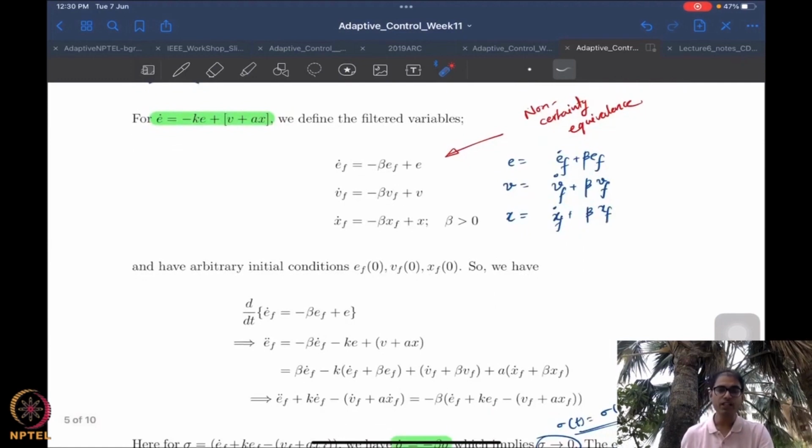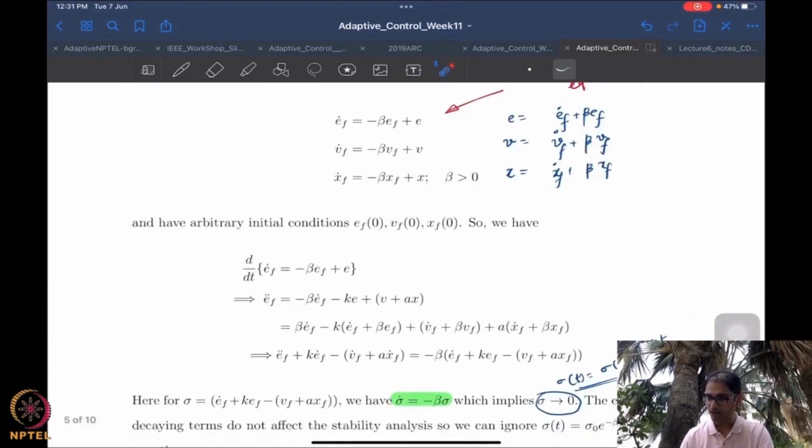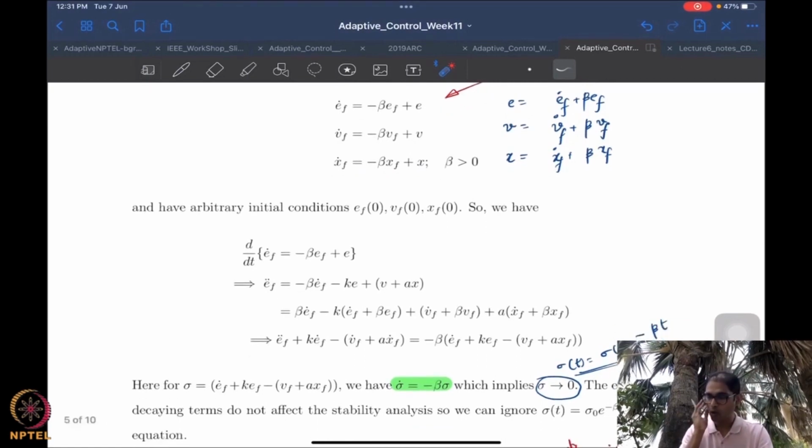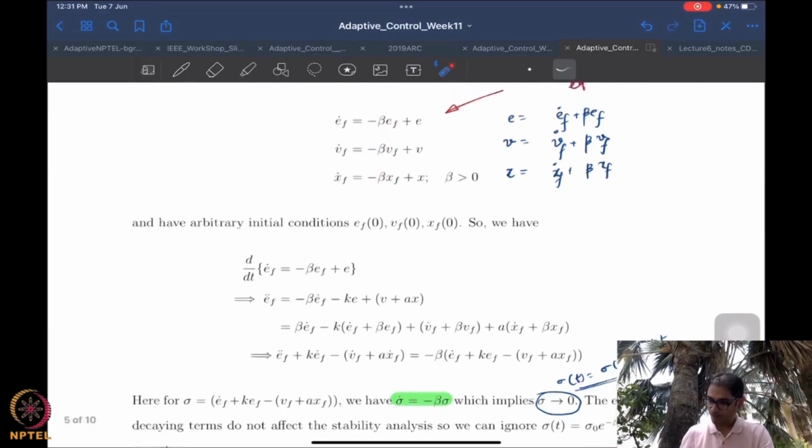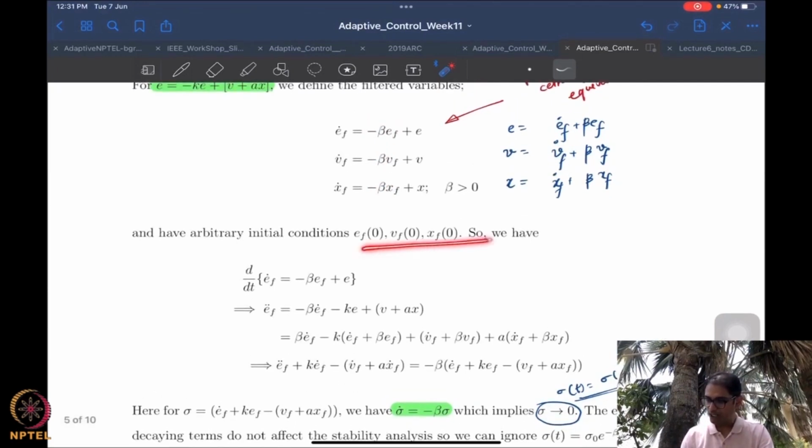Any filter that we define in typical adaptive control setting would need to be implementable. So therefore, we define these filters, which is EF dot is minus beta VF, VF dot is minus beta VF plus V, and XF dot is minus beta XF plus X. So the important thing to remember is that we define all the filters with the same gain beta. So this is what we need to remember. Of course, we have arbitrary initial conditions. The initial conditions are not very important.